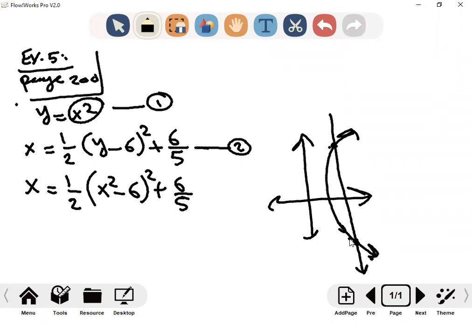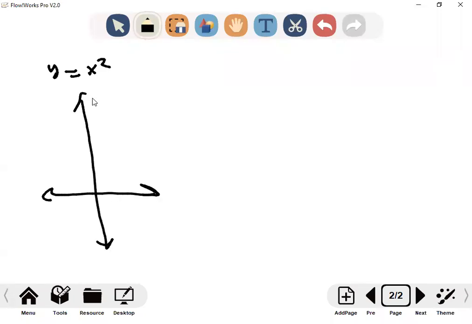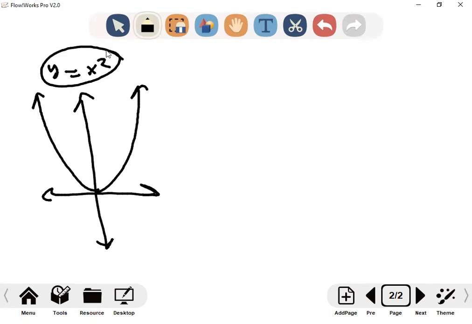If you see the graphing, look at the graph. The first one, y equal x power 2. Look here. We have y equal x power 2, right? In your graph, you have this one. We know the parabola, y equal x power 2, we know that. The second equation is x equal half y minus 6 all power 2 plus 6 over 5.